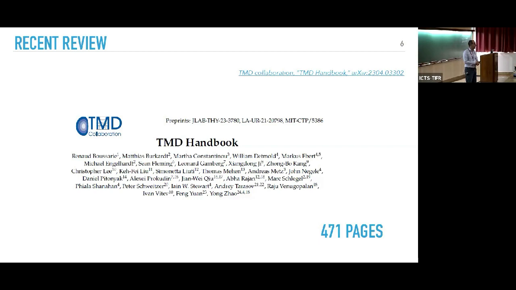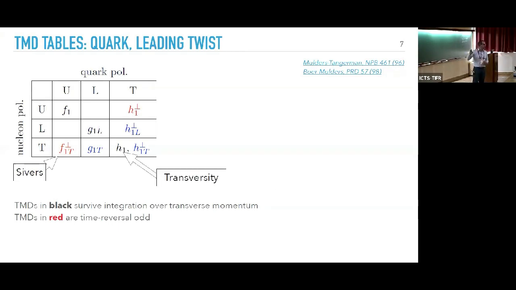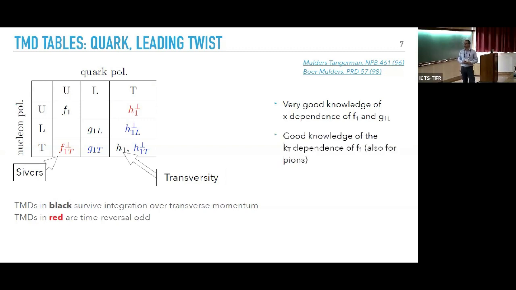So, there can be many TMDs, and I'm sure you have discussed this in the school last week. In particular, if you focus at the leading twist level, there are eight TMDs, which depend on the polarization of the nucleon and of the quark inside the nucleon. Now, just to give you a very short idea of the situation, let's also name a couple of them. F1T perp is the Sivers function, and H1 is the transversity function. Now, what's the status in a few words? We have a good or very good knowledge of the x dependence of F1 and G1, of the unpolarized and helicity distributions, as Christine also discussed this morning. We have some pretty good knowledge by now of the kT dependence of the TMD F1, the unpolarized one.